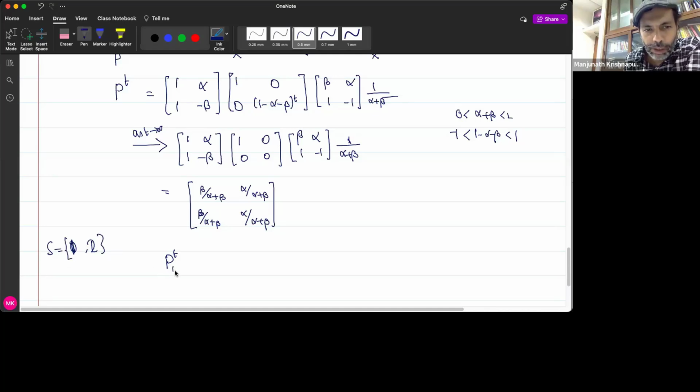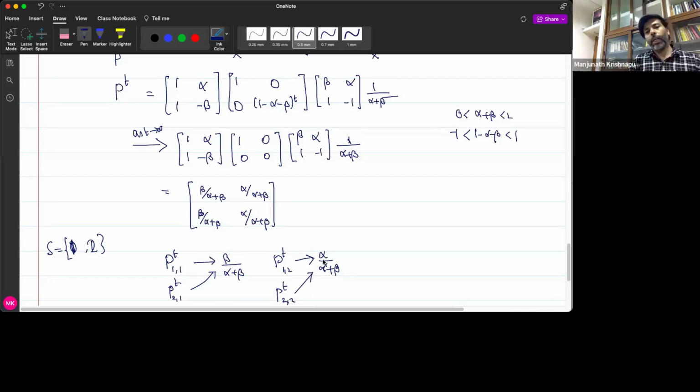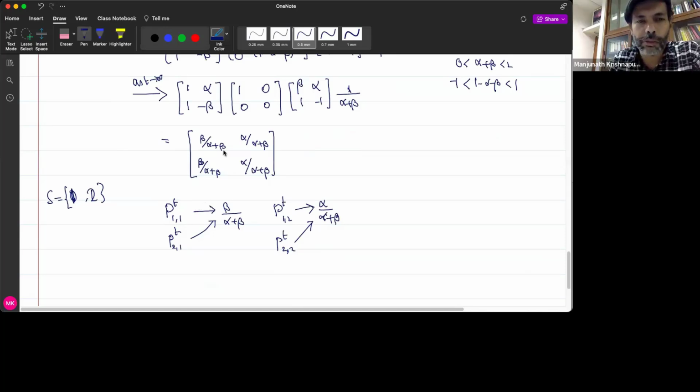Then P to the T (1,1) converges to beta over alpha plus beta. And even if you start from state 2, that also will converge to the same. Whereas P to the T (1,2) converges to alpha over alpha plus beta, and P to the T (2,2) will also converge to alpha over alpha plus beta. So it doesn't matter where you start: the probability to be in state 1 is beta over alpha plus beta, and the probability to be in state 2 is alpha over alpha plus beta after a very long time.